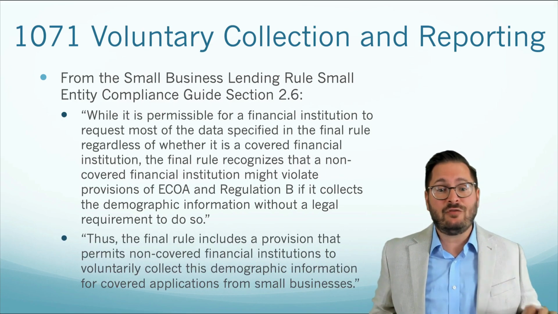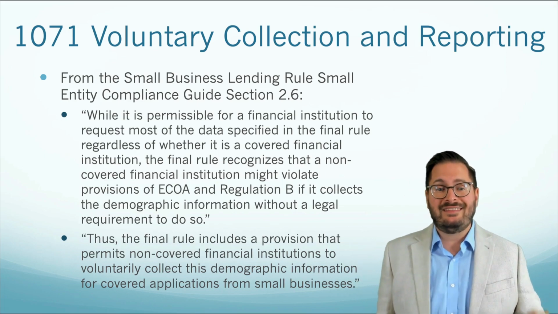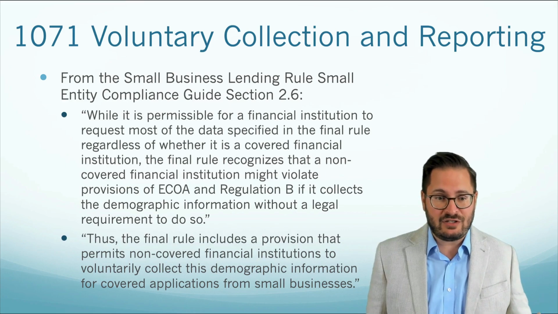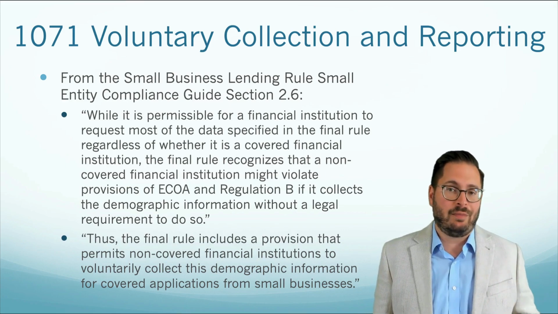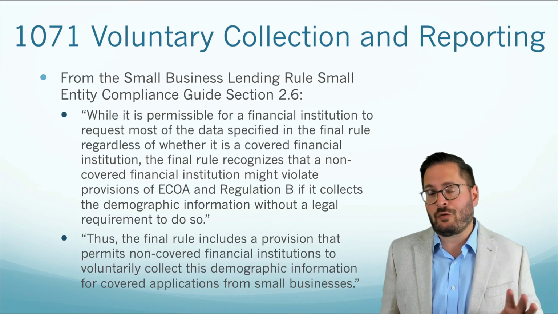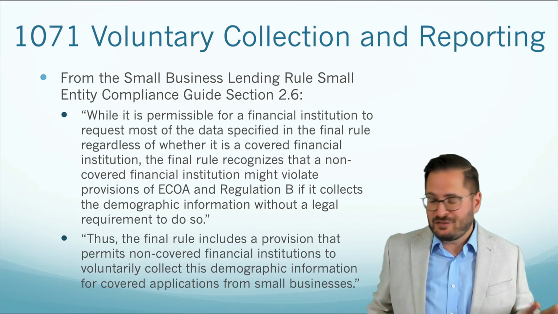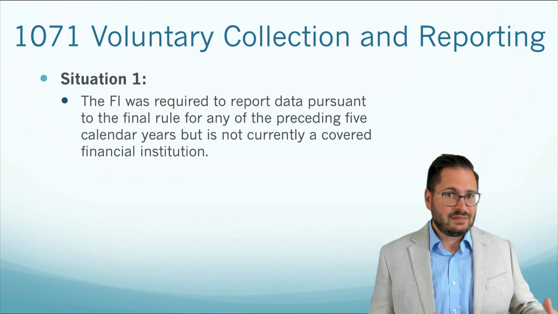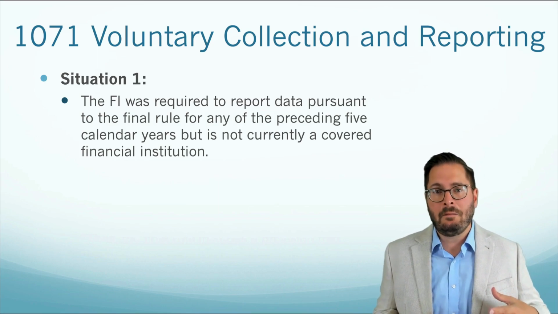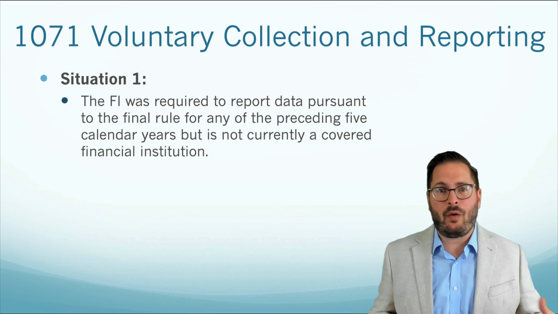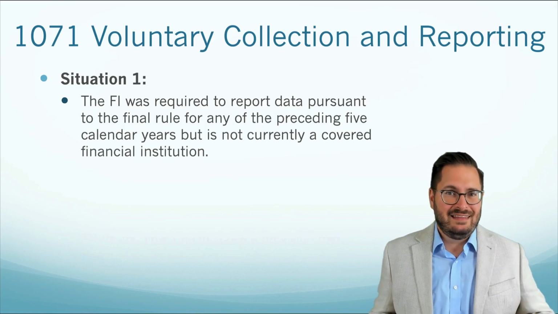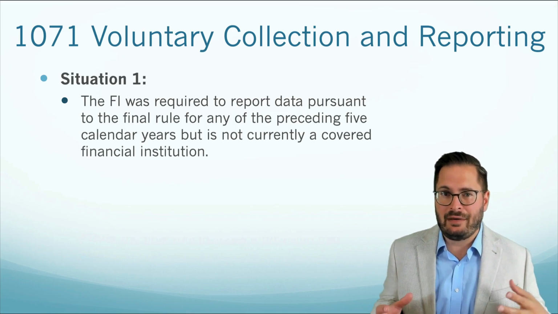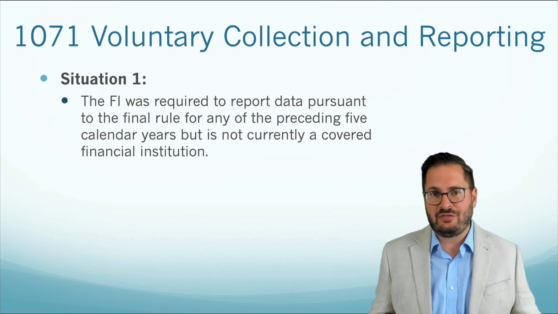Therefore, they say this final rule includes a provision that permits non-covered financial institutions to voluntarily collect this demographic information for covered applications from small businesses. Now, there are some specific rules on how you have to comply with this. So what they've done is they've provided us with a number of situations. And these situations outline different possibilities of why you might be collecting this information under the Small Business Data Collection and Reporting Requirement Rule, even though you're not required to do so.